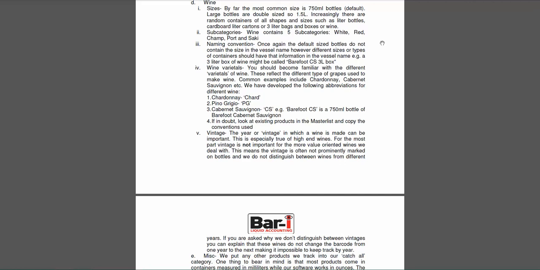So finally here, let's run through wine as quick as we can. Wine, obviously the most common size is 750. Sometimes you'll get those larger bottles, 1.5 liter, relatively rare. And then increasingly, you're starting to see some liter bottles, some liter boxes. Again, similar to beer, it's starting to be a bit more of a choice.